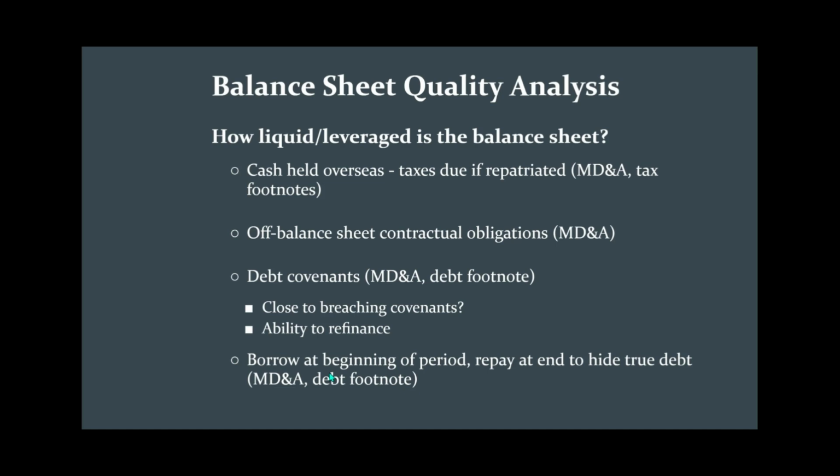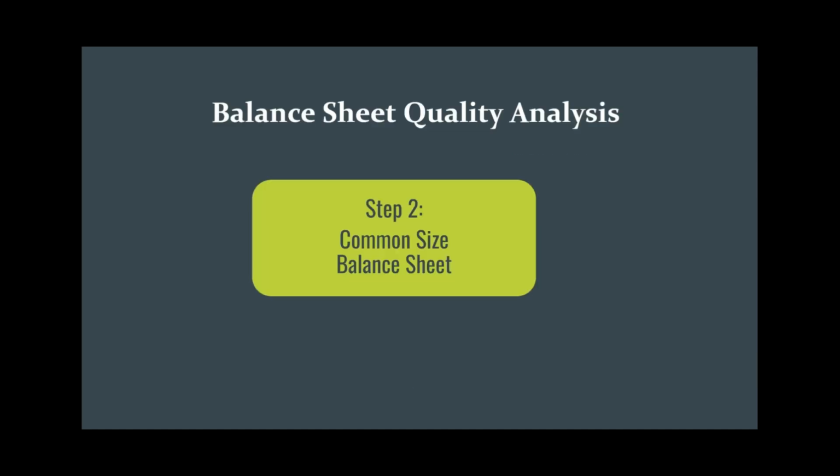Some companies may borrow at the beginning of a period and repay at the end to hide its true debt. And you'll find this in the MD&A and in the debt footnote. What some companies do is they borrow the money at the beginning, use it during the period, repay at the end of the period before the financial statements are finalized and issued. And then it borrows again at the beginning of the period, so it actually hides that debt. That was step 1 in balance sheet quality analysis.